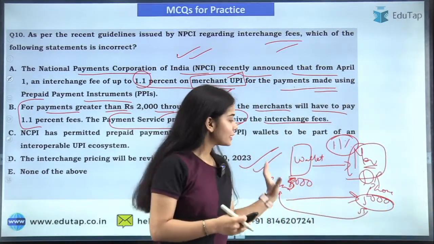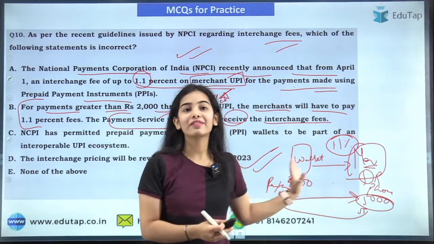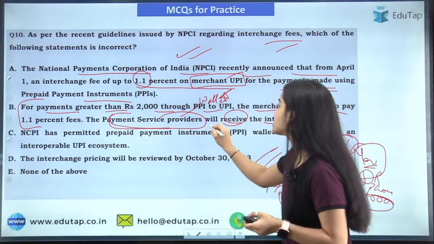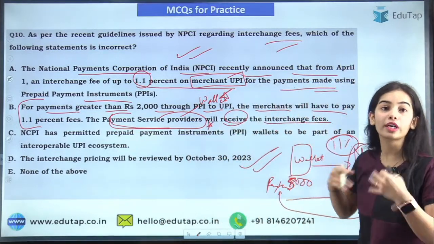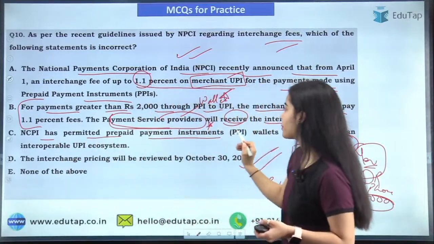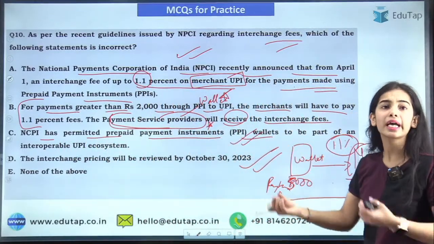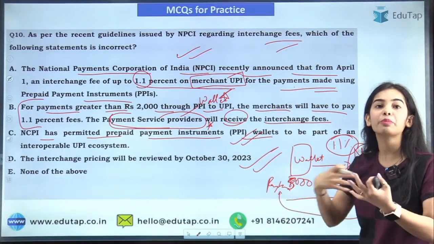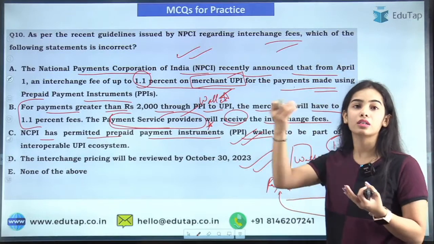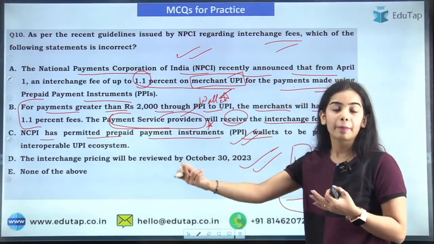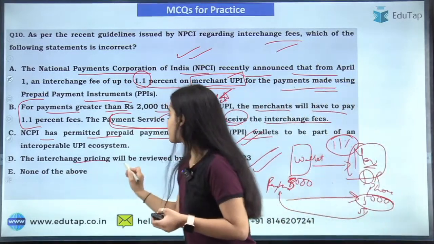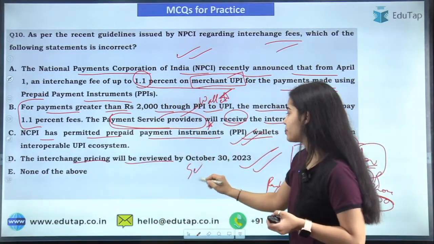So I hope this is very clear. If not, I will explain it again, because you need to have the clarity that the payment service providers will receive the interchange fees, the wallet issuers will receive the interchange fees. The NPCI has permitted prepaid payment instrument wallets, so this is absolutely correct. The interoperability has been provided between the apps so that the Paytm wallet can be providing the payment to the UPI QR code of any app. Okay. The interchange pricing will be reviewed by September 30, 2023.